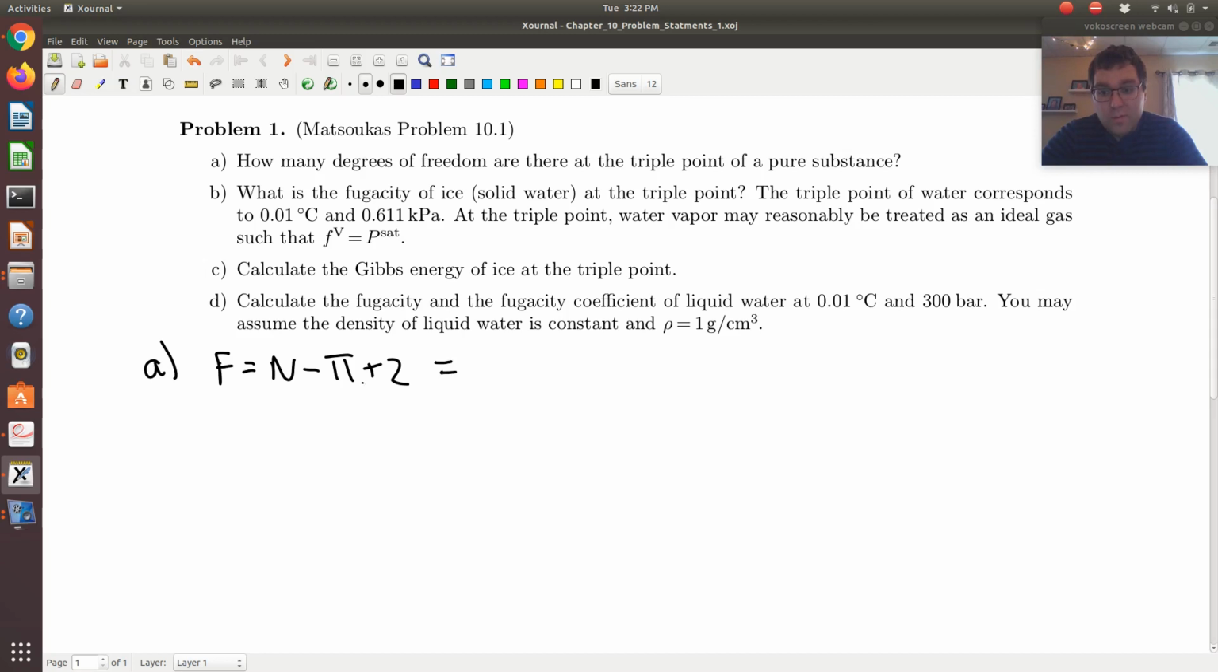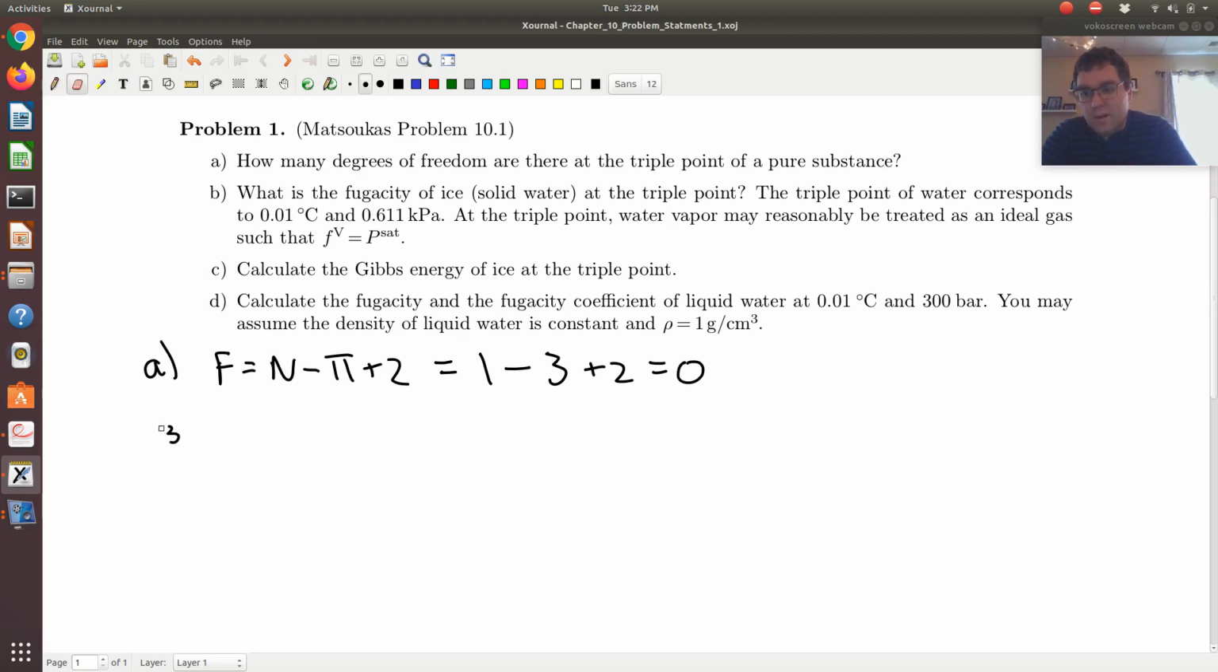So in this problem, N is 1. I have a pure component system. How many phases do I have? At the triple point, I have 3 phases in coexistence. I have a solid in equilibrium with the liquid and in equilibrium with the vapor phase. So that'd be 1 minus 3 plus 2. How many degrees of freedom do I have? 0, right? And that's why the triple point of water is a common reference state, because just in saying that water is at its triple point, the state of that system is already fixed. So for A, I actually have 0 degrees of freedom.